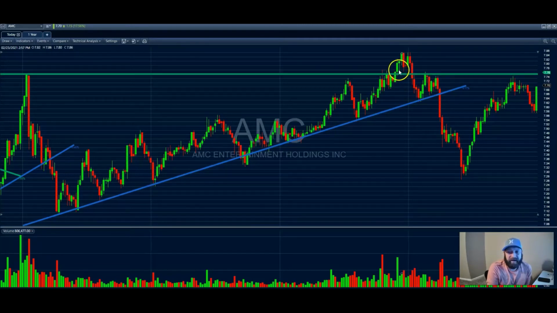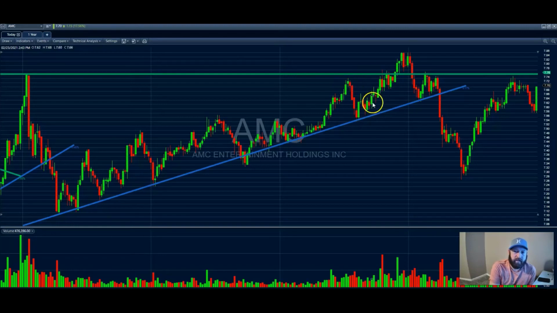I ended up taking about 8 cents on this because we weren't really getting the move. We were just chopping around once it broke through. I realized that, hey, this isn't really going to move like I was expecting. Take my little bit of profit, move on. Bad market today, so take what you can get.